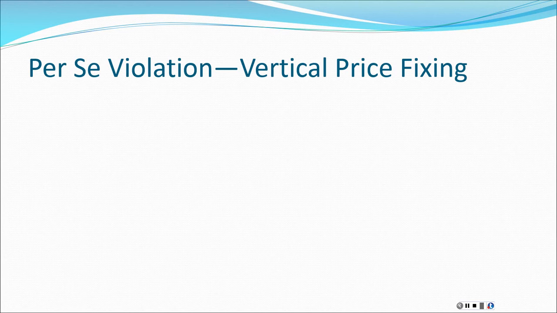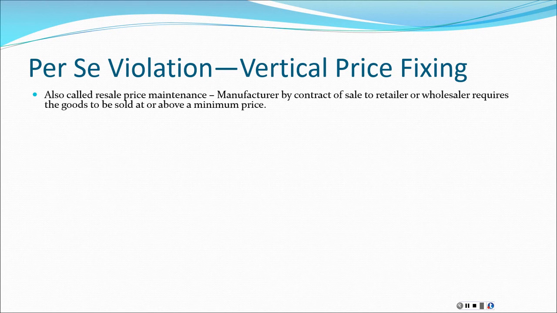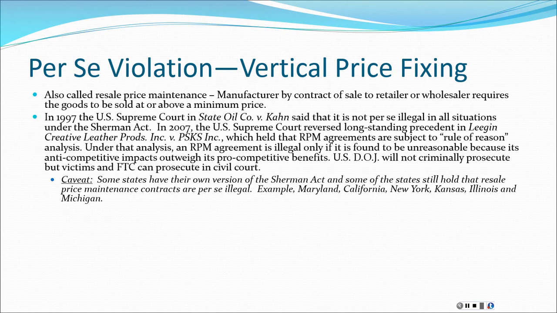The third type of per se violation is vertical price fixing, also called resale price maintenance. Here the manufacturer, by contract of sale to the retailer or the wholesaler, requires that the goods be sold at or above a minimum price. Now, you could conceivably have another version of this where you establish a maximum price. But the minimum price typically would be one that affects competition more so.